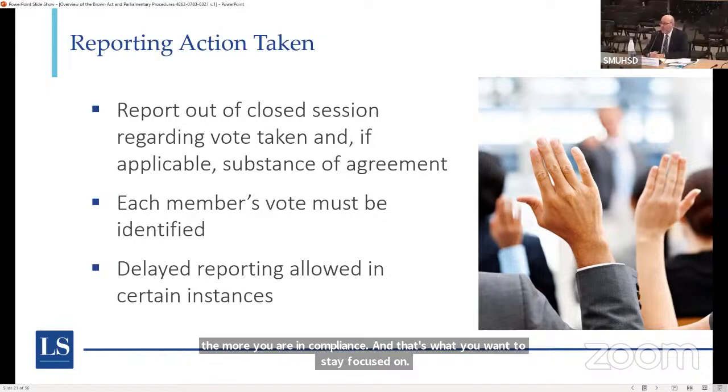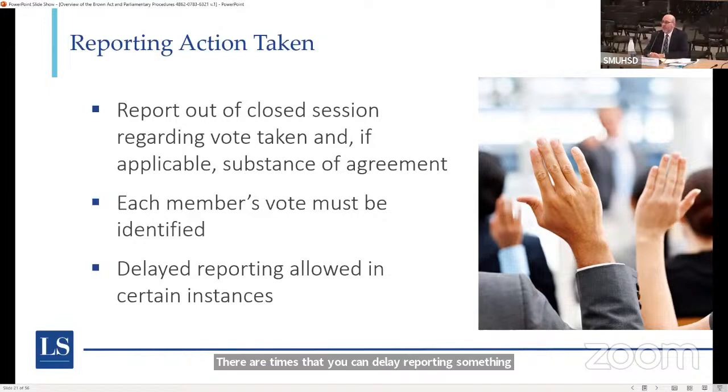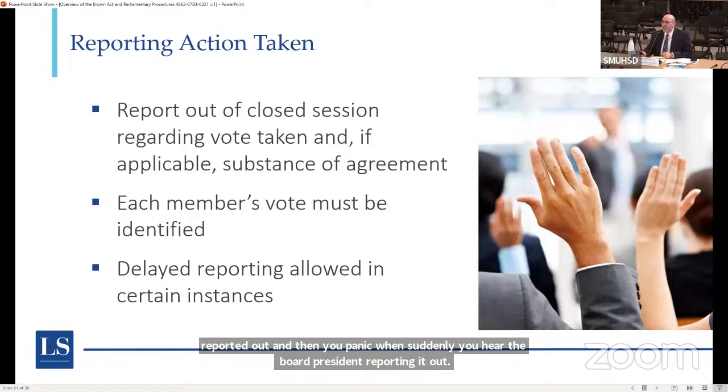There are times that you can delay reporting something out. The classic example is the board approved a settlement, but the other side in the potential litigation or litigation hasn't yet. You can wait to report out until after the other side approves it. There are other examples along the way, but one question you can always ask, and I love it when board members ask this as they're leaving closed session, is: before we leave closed session, is there anything we need to report out? You just check each other, because sometimes we forget and something doesn't get reported out. Or you're not realizing something's going to get reported out, and then you panic when suddenly you hear the board president reporting it out. So having that clarity at the end of closed session is a good idea.